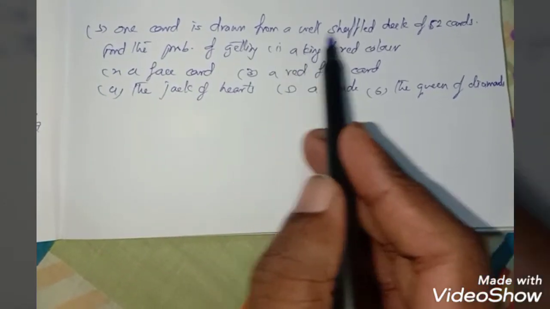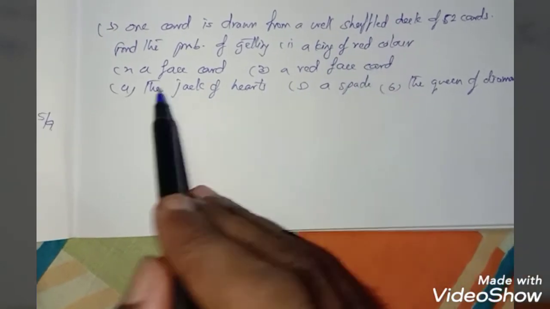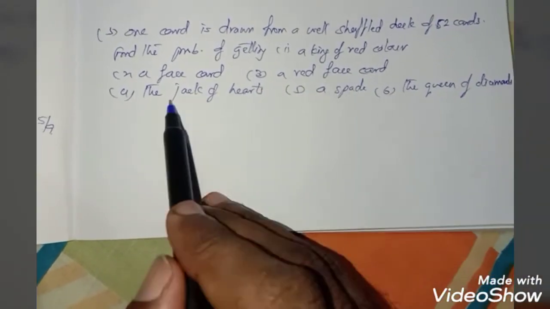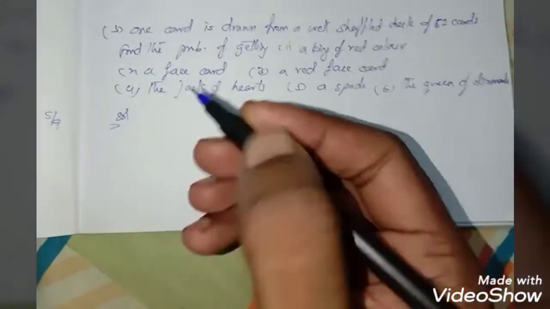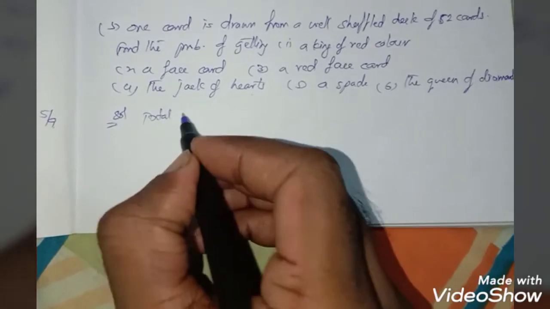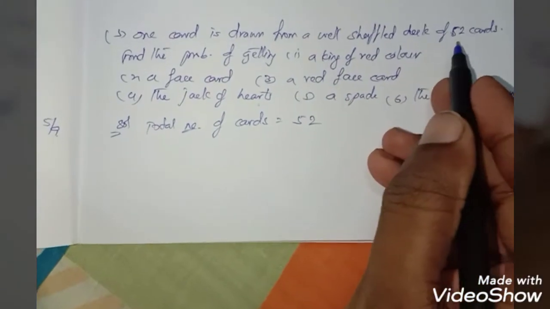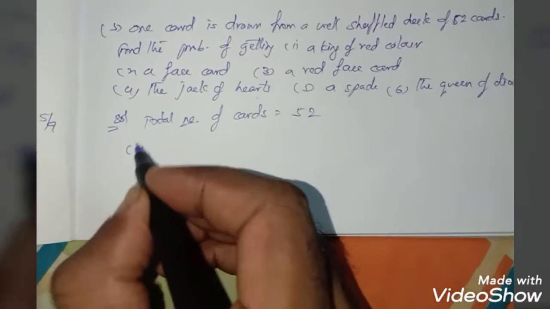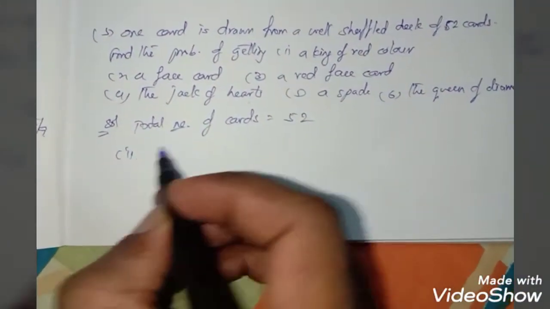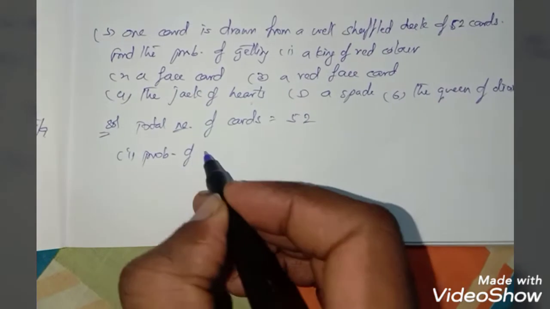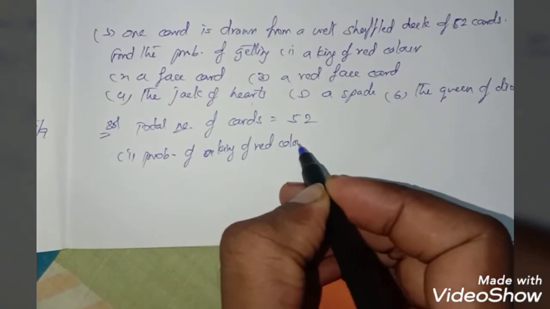One card is drawn from a well shuffled deck of 52 cards. Find the probability of getting a king of red color, a face card, a red face card, the jack of hearts, a spade, and the queen of diamond, right? So first, total number of cards is equal to 52. Already they have given that 52 cards. So in that you have to find the probability of a king of red color, right? So probability of a king of red color.